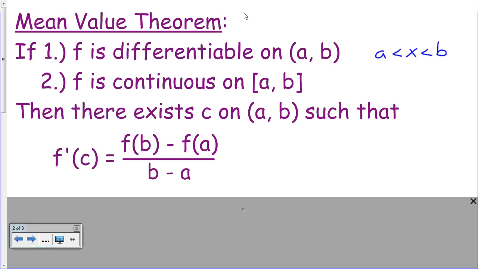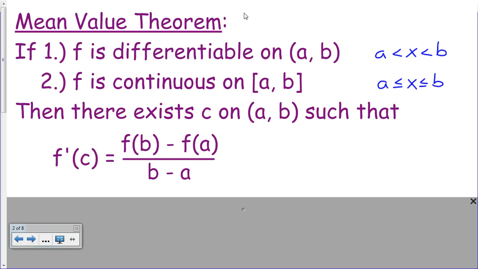The second condition that you have to meet is that your function has to be continuous on the closed interval from a to b. We use square brackets to indicate a closed interval. You can see we use parentheses in the first condition to indicate an open interval. And the closed interval from a to b means that you include the endpoints. So another way to write that would be a is less than or equal to x, which is less than or equal to b. It means the same thing.